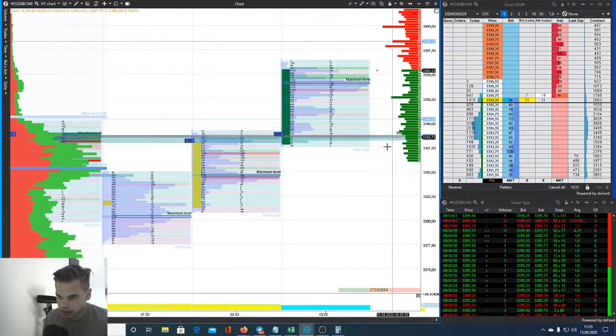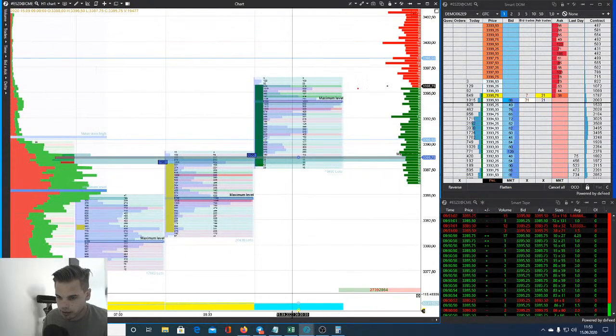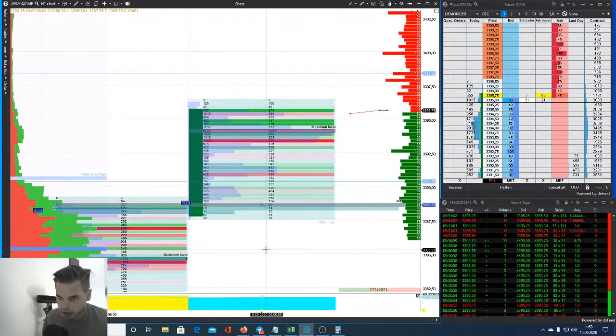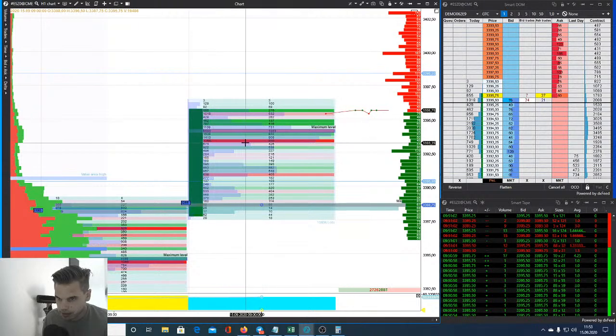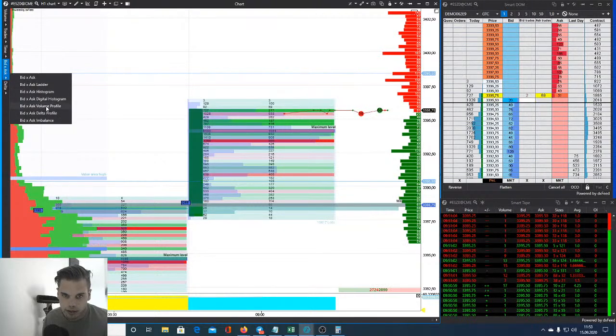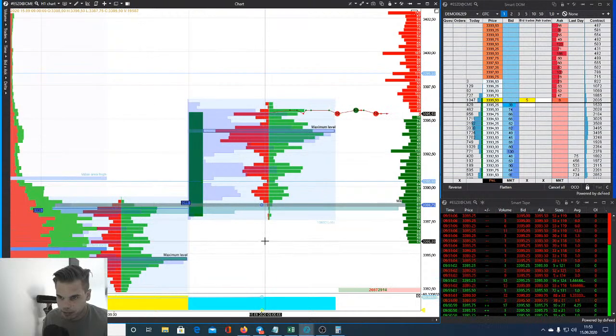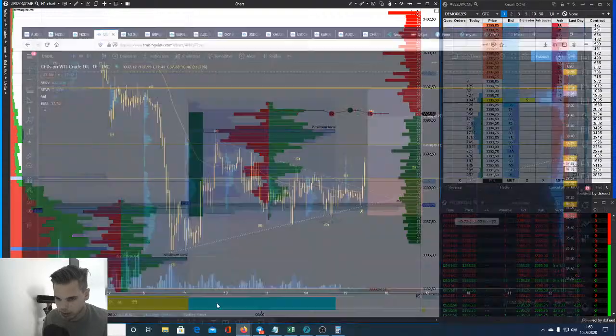1 hour candle, let's look at it. Wait, so one max trade. Chasing. This is where the sellers got taken out. You can see this here. On the profile, point of control. Yeah, high volume node. Okay.